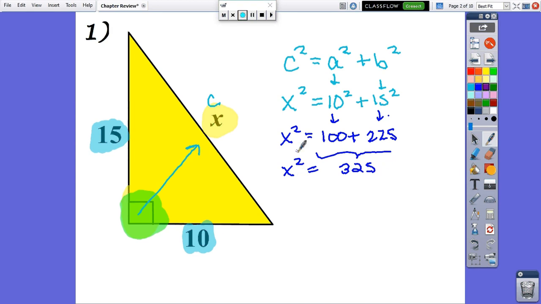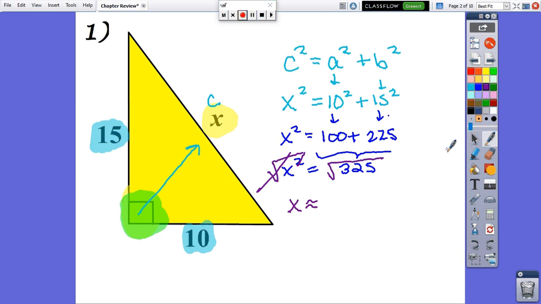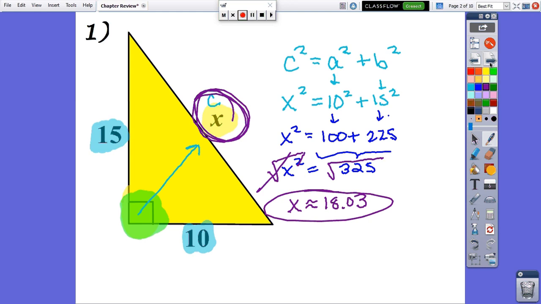And then last but not least, to get rid of the square on the x, we square rooted both sides. So the square and the square root undid each other. And we had to use our calculator at this point. So let me bring up the calculator here. So 325, and I had to square root that. And we went a couple decimal places on these. So 18.0, and then this 2 is going to bump up to a 3. So 18.03 rounded there. All right, so there's doing the Pythagorean Theorem where we're solving for the hypotenuse.